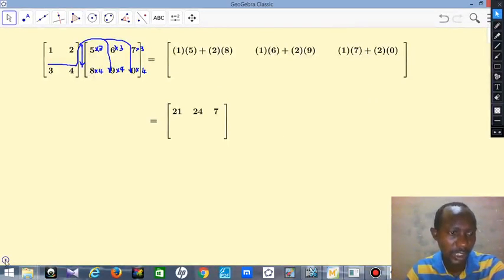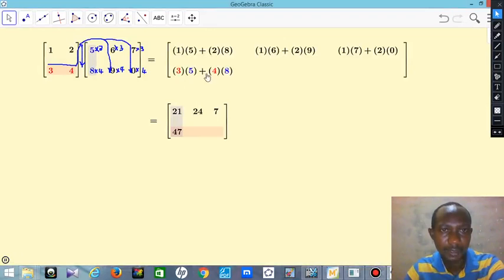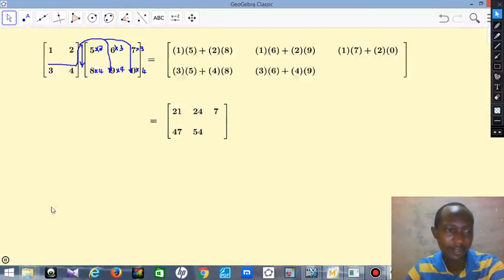Let's watch, let's complete it. So you can see it. You can say 3 times 5 plus 4 times 8. Write the answer down. See the next one. 3 times 6 plus 4 times 9. Write the answer. Then finally you have 3 times 7 plus 4 times 0. You write the answer down. So please take note of the movement.